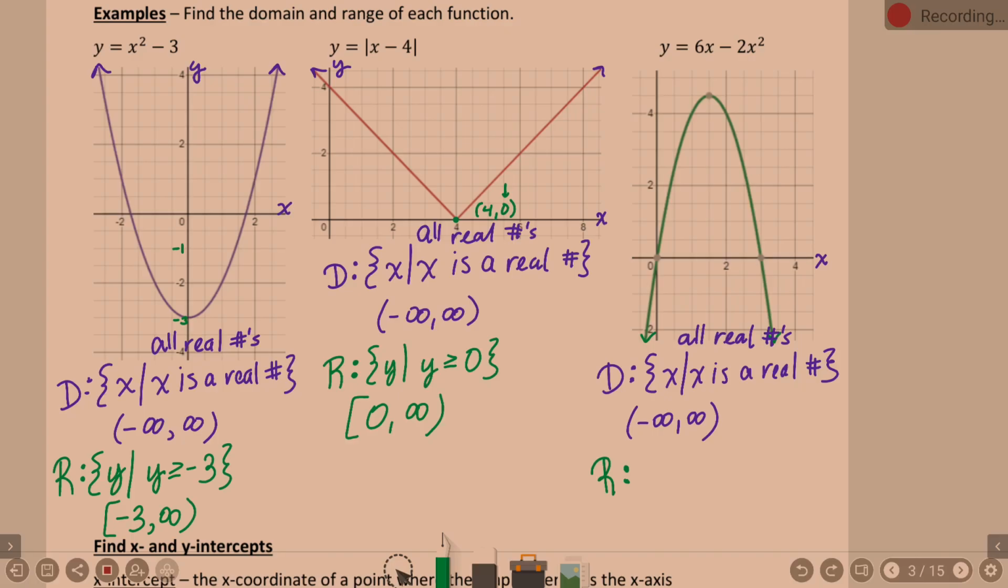Are you thinking about it? How low does this graph go? Infinity. It's going down, right? So infinity, and if we're talking about it going down to infinity, that is negative infinity. How high does it go? 4.5.